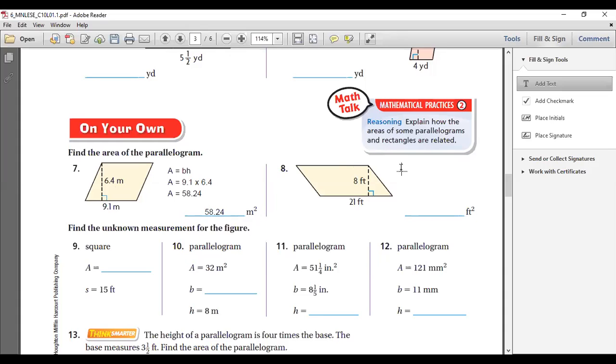Okay, so let's go on to question number 8. So again, that's a parallelogram, it's not a square from any angle. So that's going to be A is equal to base multiplied by the height. So the area is going to be, base is 21 multiplied by 8, which is the height. Height is the standing height. So that's going to be A is equal to 8 multiplied by 21, which is going to give you 168. So your answer has to be 168 square feet.